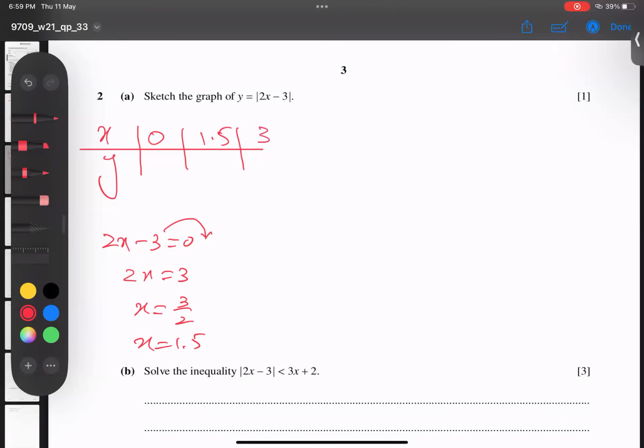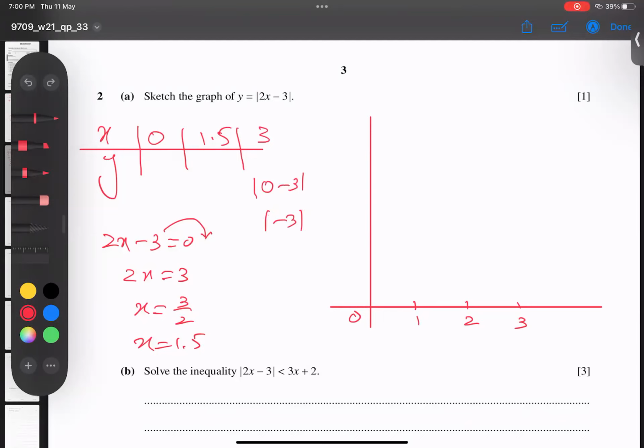Now, students, I'm going to make it. Look at the way I make it. The first part is very clear. We have a 0, then 1, then 2, then 3. When I plug in 0 in the place of x, it becomes 0 minus 3. Modulus of minus 3 gives you plus 3 because modulus converts the value into positive.